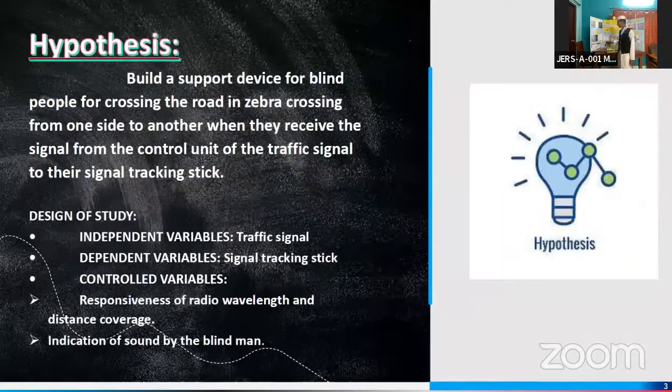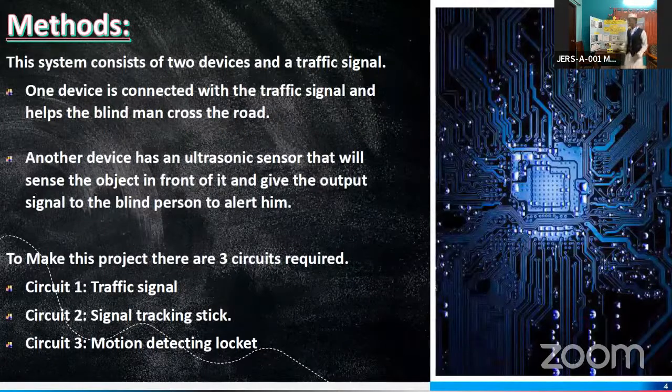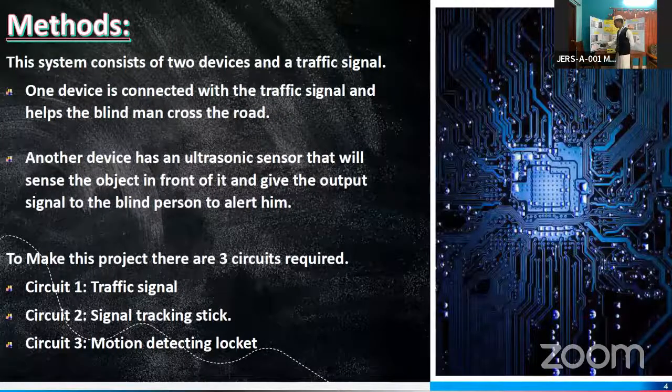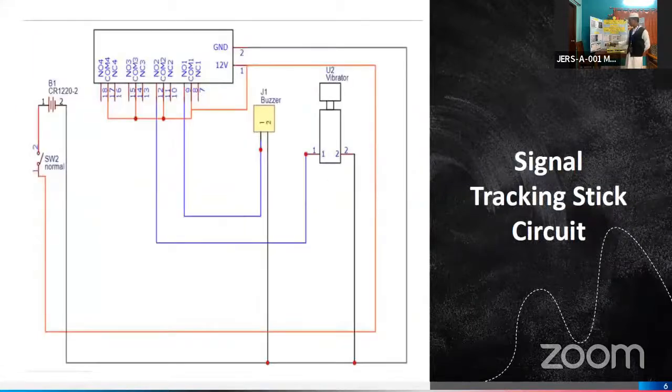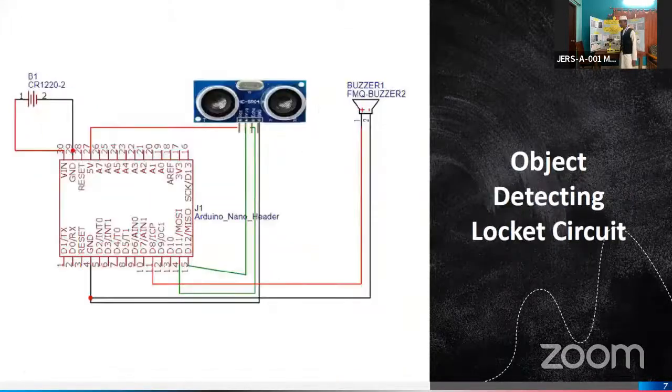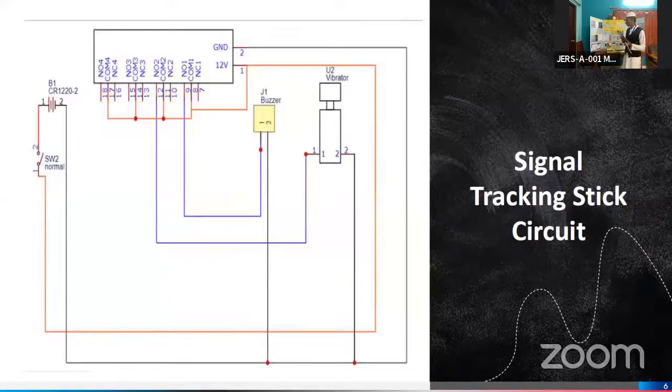In the traffic signal, we have an RF transmitter, which has four points: A, B, C and D. Button A is connected with the red light, button B is connected with the yellow light, and button C is connected with the green light. Moving on to the next circuit, we have the signal tracking stick circuit. This is the signal tracking stick. In this circuit, we are using an RF receiver which will receive the signal from the RF transmitter. The NO1 is connected with the buzzer and the NO2 is connected with the vibrator.